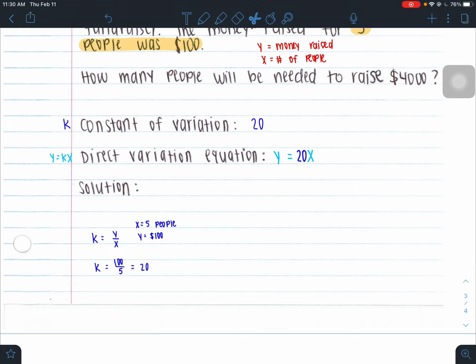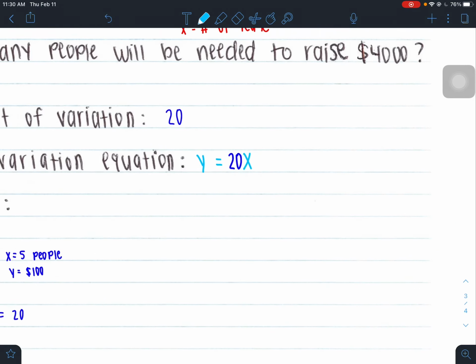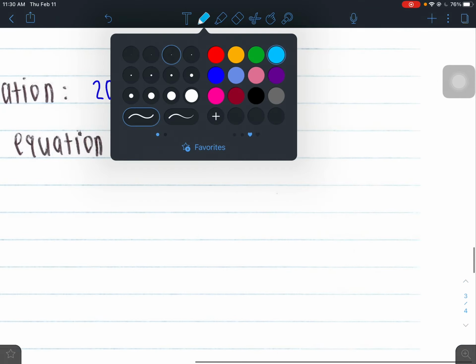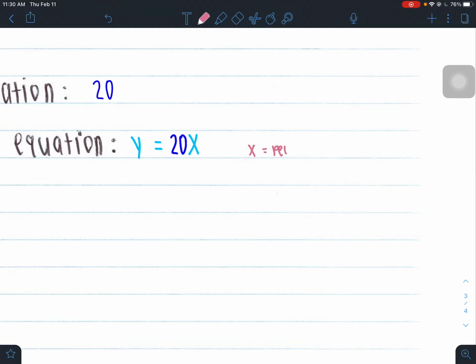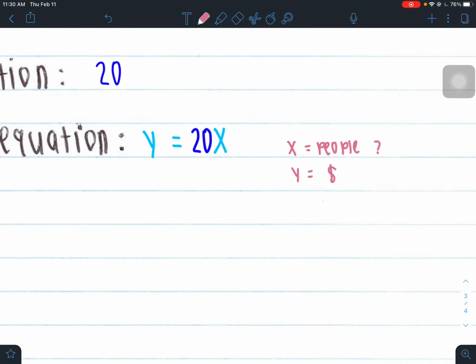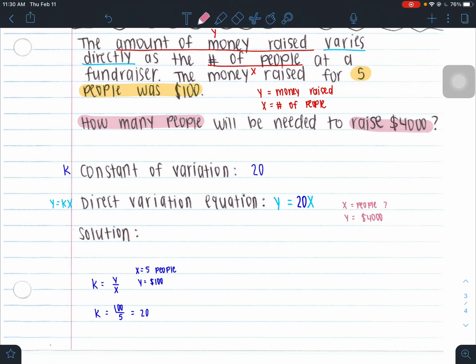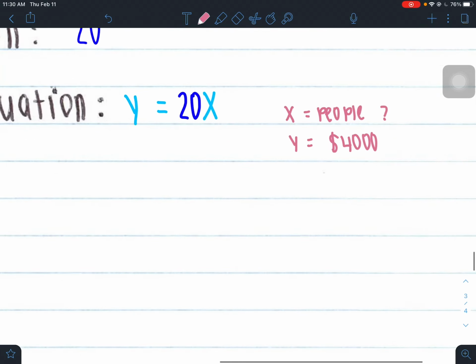The next part is the solution, the answer to the big question. How many people will be needed to raise $4,000? So, using this equation, we're going to answer that question. So, x is people, right? But we don't know how many people. Y is money, and the money is 4,000. We don't know x, but we know y, right? We want to raise $4,000. We got to solve for how many people that would take.